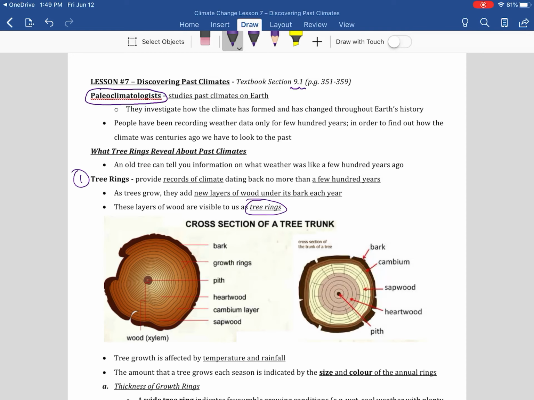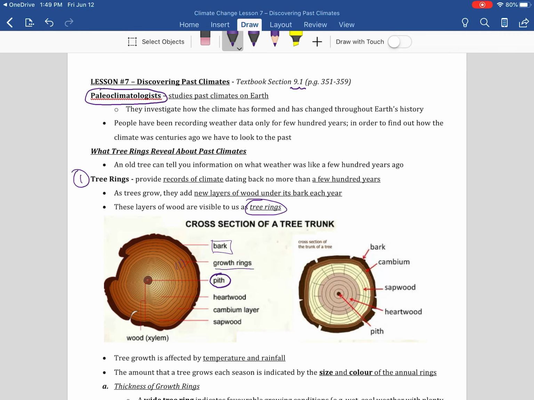Okay, so if we take a look at a tree trunk, the outer part is the bark. And if you were to cross-section a tree, you would see these rings right here, these little lines that I'm drawing right there. Those are the growth rings. So they pile on every year. Right in the middle is the pith. And we've got other layers that we really don't need to worry too much about.